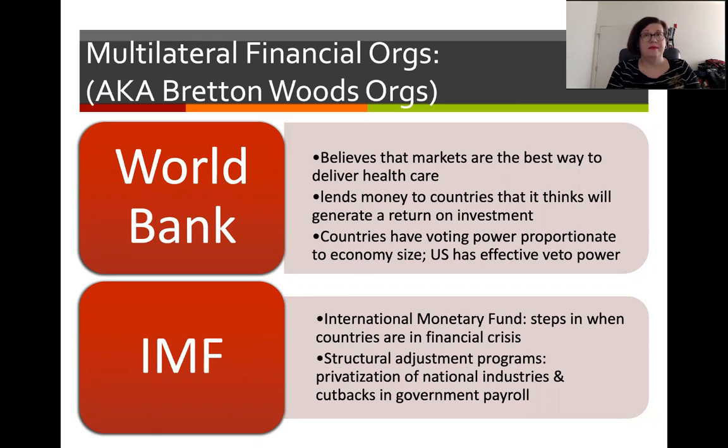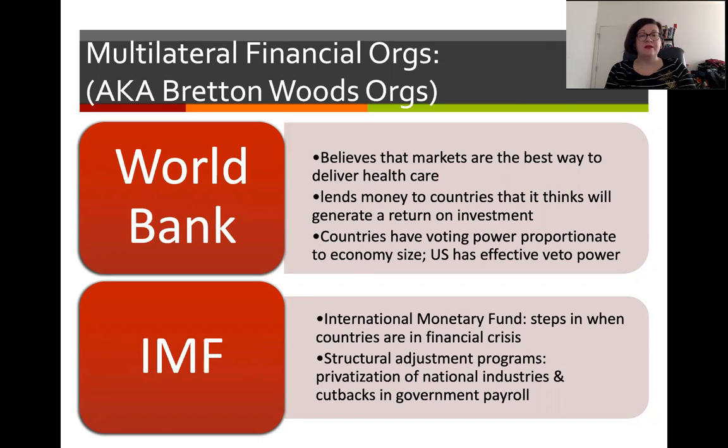The World Bank lends money to countries that it thinks will generate a return on its investment, and it's staffed by economists. Since the early 1990s, it has increasingly been lending to countries for health projects. In general, the World Bank believes that markets are the best way to deliver health care, which puts them at odds with those who argue for government-funded primary health care for all. In the last 20 years, the World Bank has become a major player in global health.